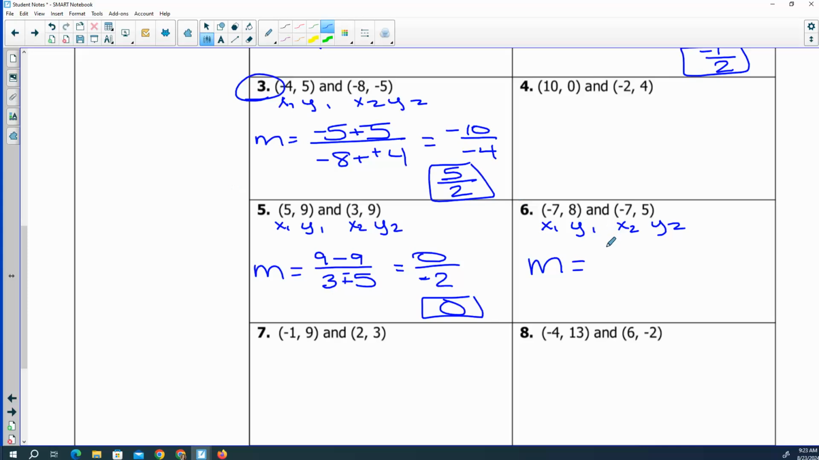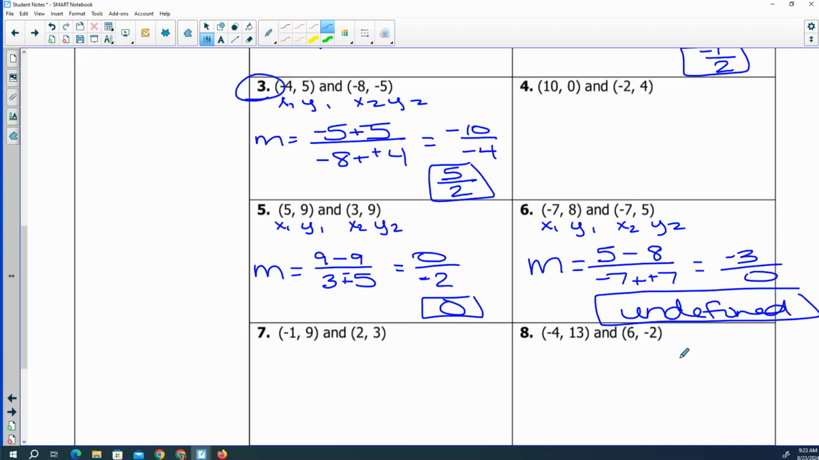Okay, so y2 is 5 minus y1 is 8, x2 negative 7 minus x1 is negative 7. 5 minus 8, and on the bottom minus the negative becomes positive. Negative 7 plus 7 is, can we divide by 0? What do we write? What kind of line is that? Good.